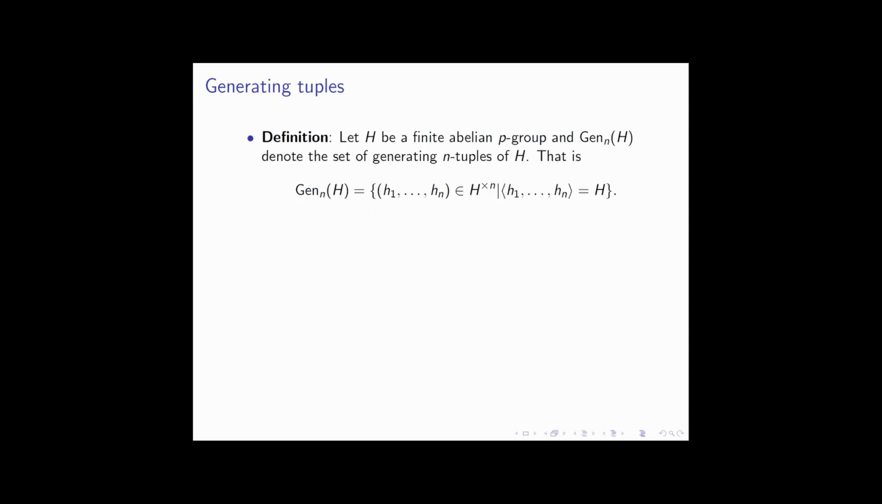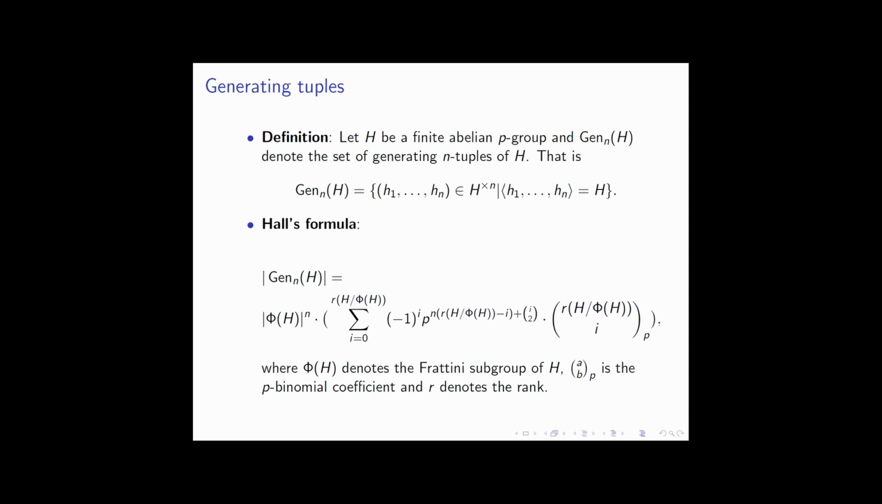So what's a generating tuple? If you take H as a finite abelian p-group, then Gen_n is the set of generating n-tuples of H. Take those tuples that when you generate a subgroup, you get H. And what Hall did is to give you a formula for these generating n-tuples. So if you count these generating n-tuples, this is this huge formula. It can be proved using some Möbius inversions. Here, Φ(H) is the Frattini subgroup, the minimal one whose quotient is elementary abelian. This is the p-binomial coefficient, which is like a binomial coefficient, but with powers of p.